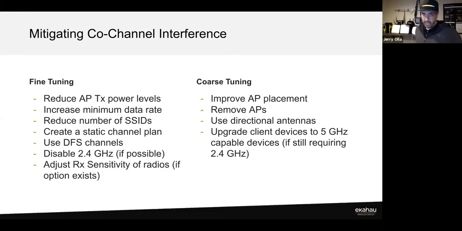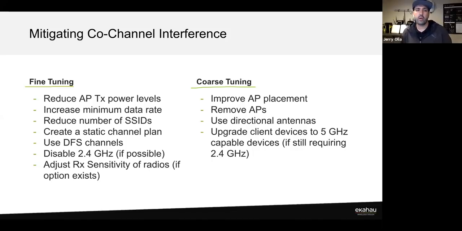So I broke this down into two different buckets here. We've got our coarse tuning and our fine tuning. Usually we like to start with the fine tuning. If you're inheriting a network, this is obviously post deployment, right? So hopefully you can just avoid all this up front if you properly design and engineer the network right the first time. But if you're inheriting something that has massive co-channel interference, what are some of the things that we can do?